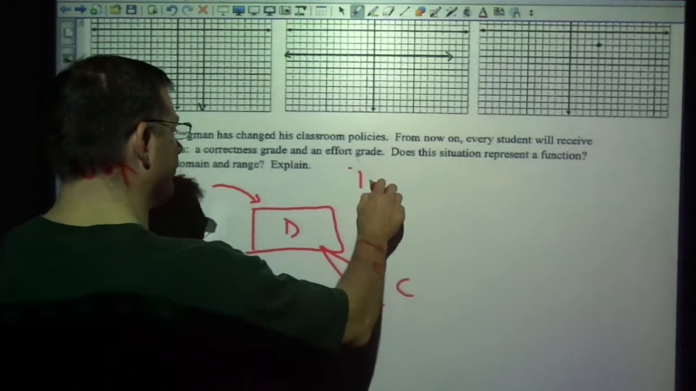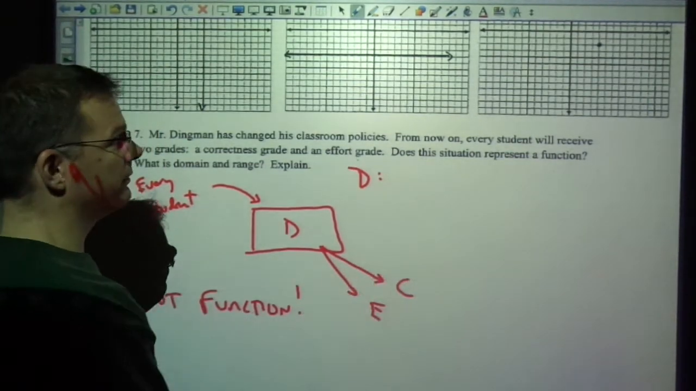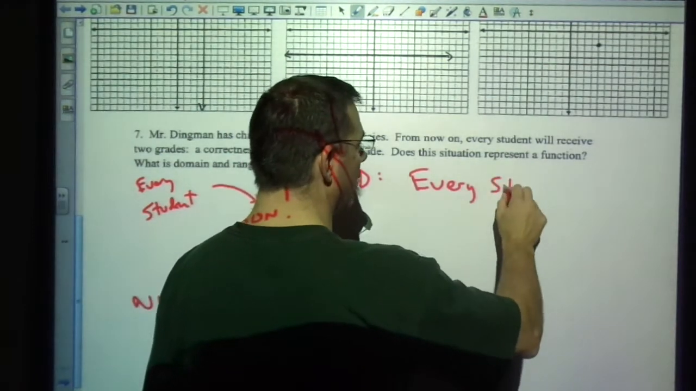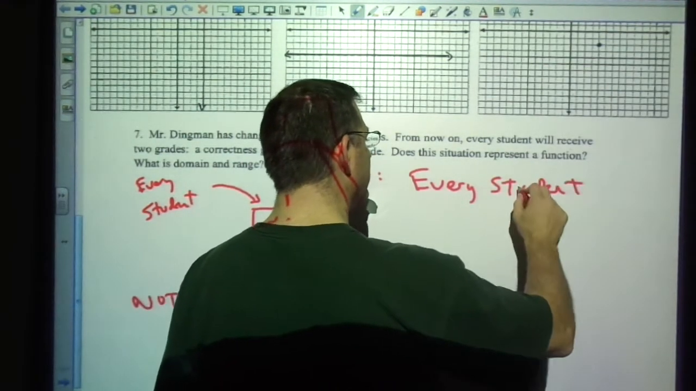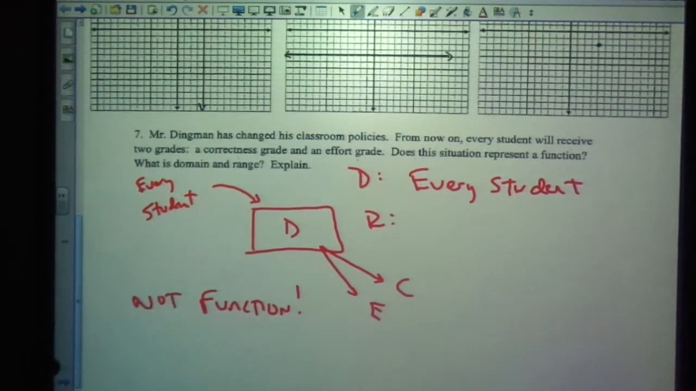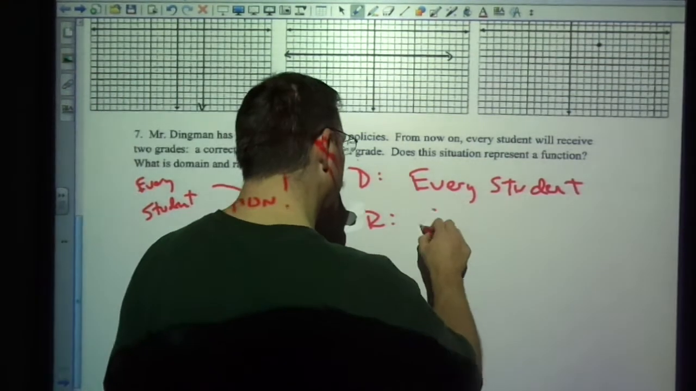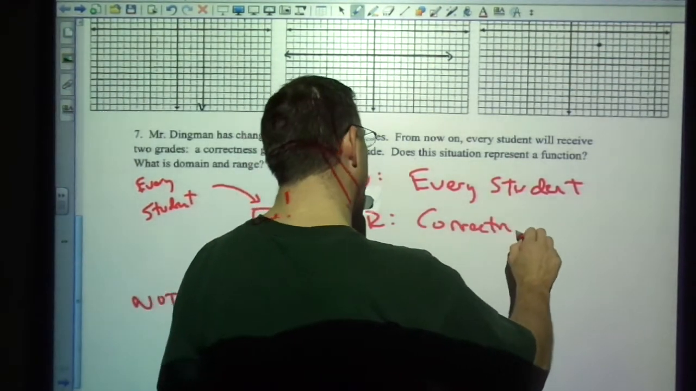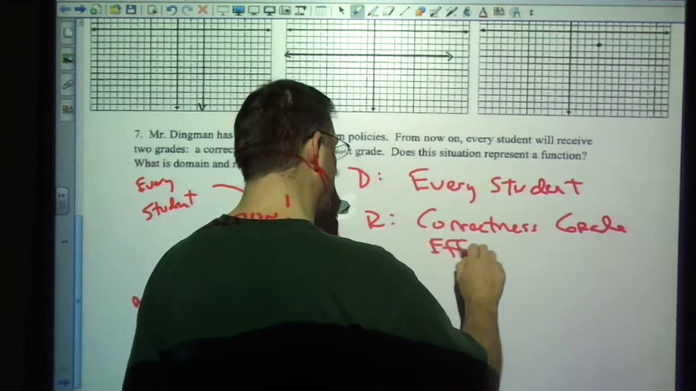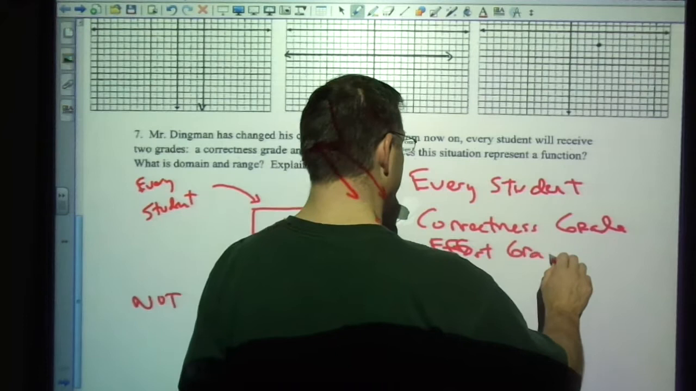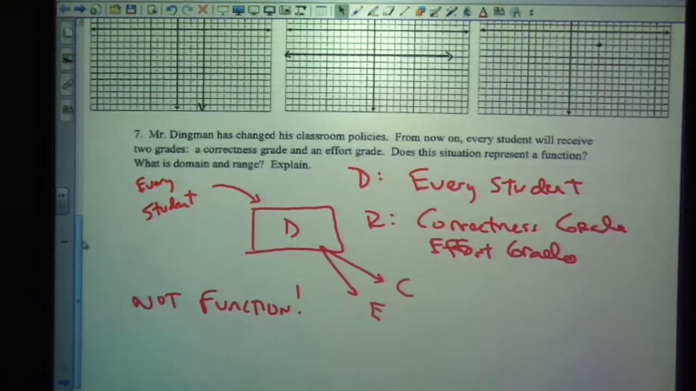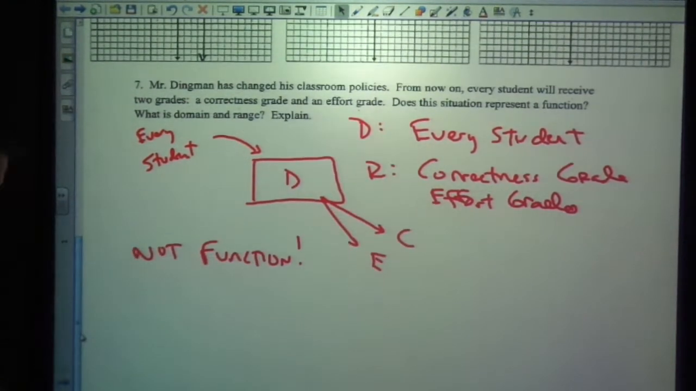Domain: every student, all of the students. So you can just say every student. Those are the possible inputs. Range: we have two things that are coming out each time, a correctness grade and an effort grade. And since we've got two different outputs for one input, it is not a function. 3 points. So right now we're at 24 points.